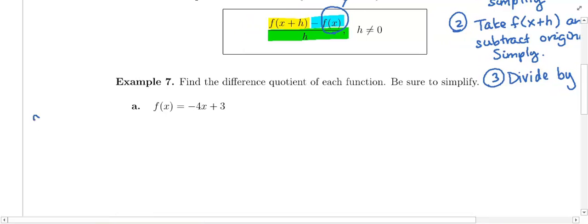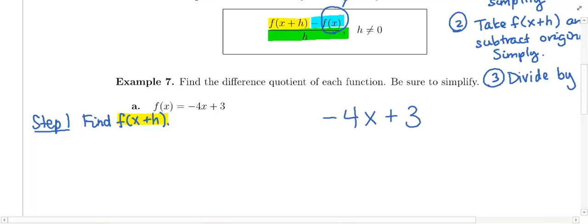So step 1, we are going to find f of x plus h. That's this top part of the recipe. This means go to the function. The original function is f of x equals negative 4x plus 3. Everywhere you see an x, you're going to replace it with x plus h. If you need to write this out to the side to do that, then do it. Take the original function. Everywhere you see an x, you're going to replace it with x plus h.